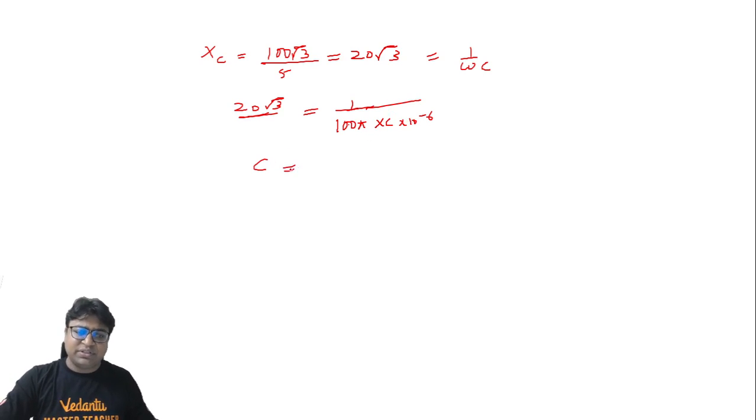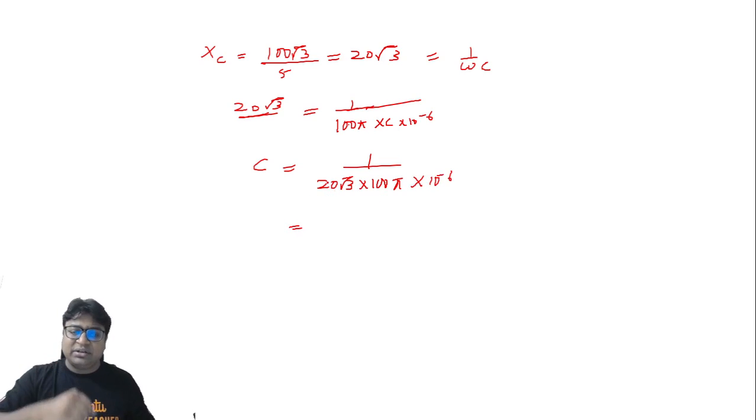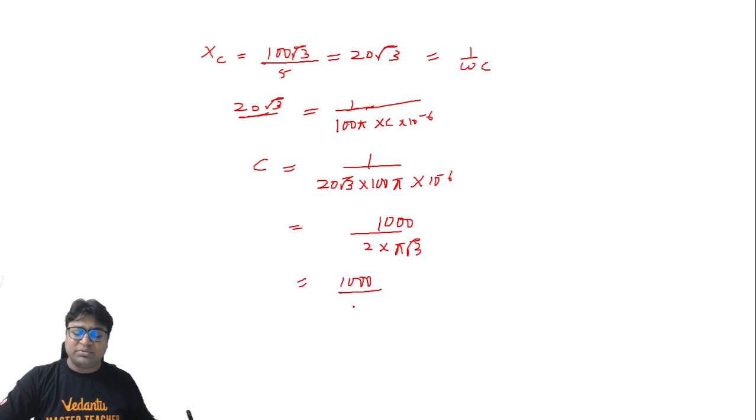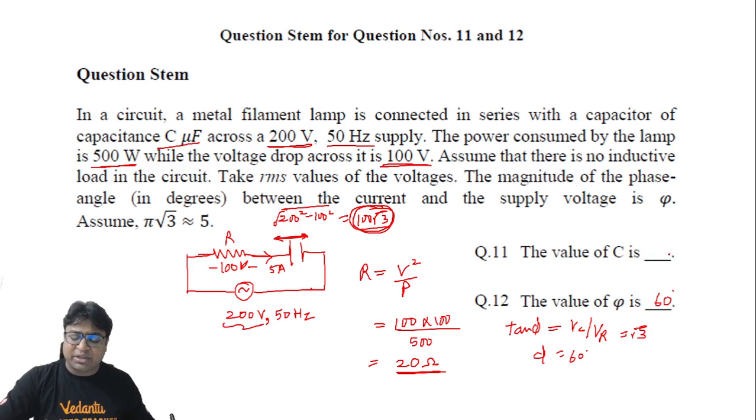So the value of C will become 1 upon 20 root 3 into 100 pi into 10 raised to the power minus 6. So now let's try to understand that we will get 1000 upon 2 into pi root 3, and pi root 3 is given to be 5 in the question itself, so it becomes 1000 divided by 10, so it is 100. So the value of C is 100 microfarad.